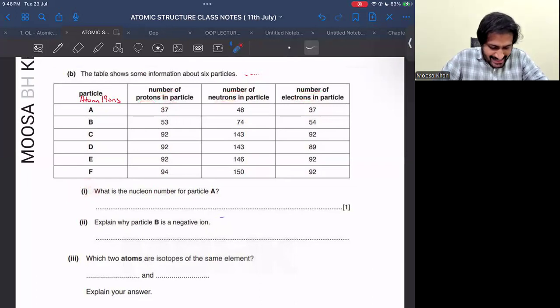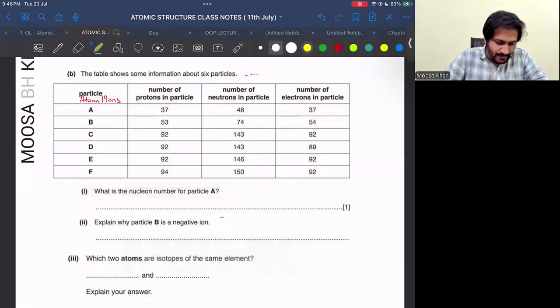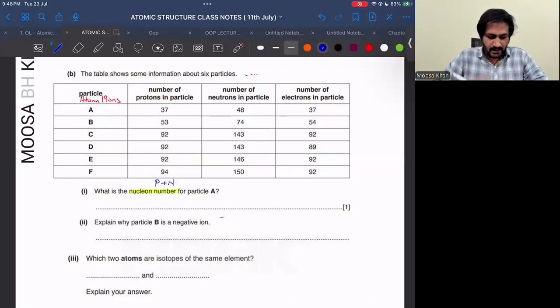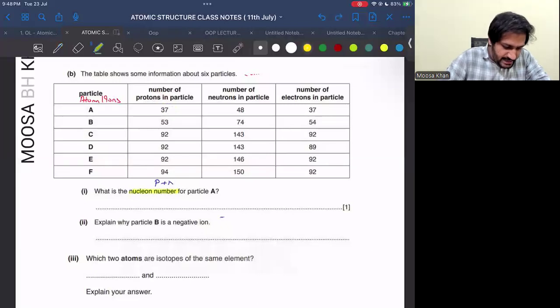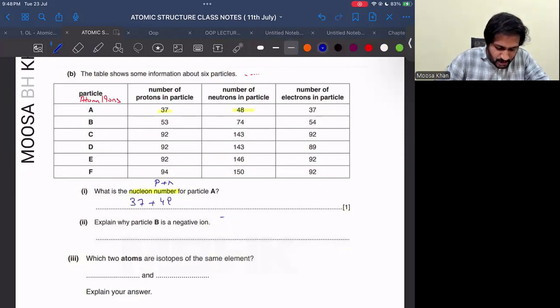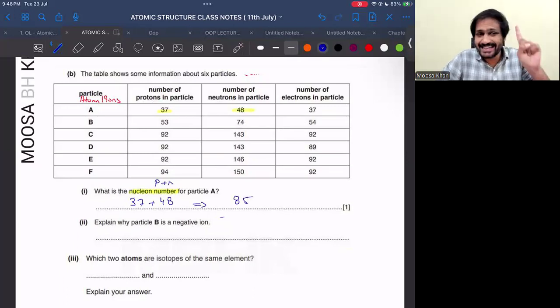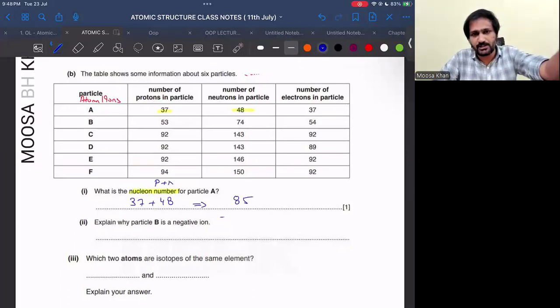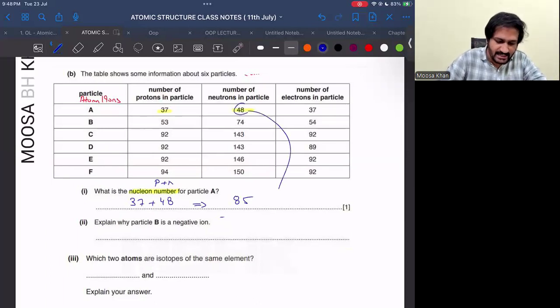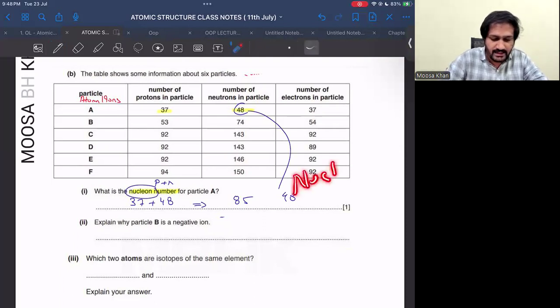The first question is, what is the nucleon number for particle A? How do you find the nucleon number? Nucleon number is the sum of protons and neutrons present in the nucleus of an atom. In particle A, the number of protons is 37 and the number of neutrons is 48. So you just have to add these two values, and the nucleon number should be equal to 85. Some students just write the neutrons, 48 here. He is not asking you for neutrons. He is asking you for nucleons, with an L.